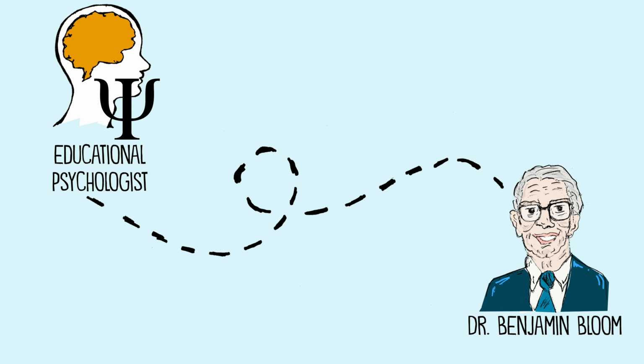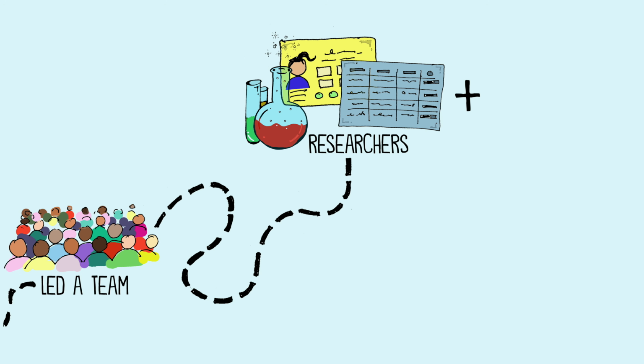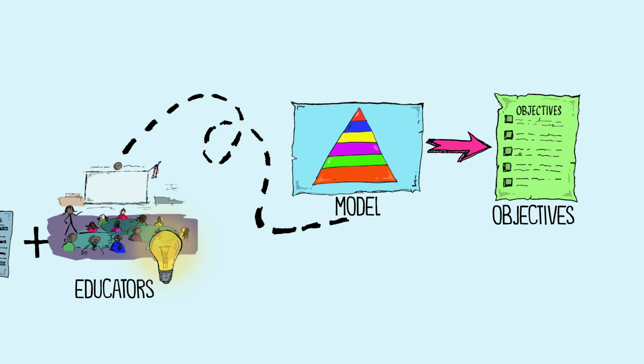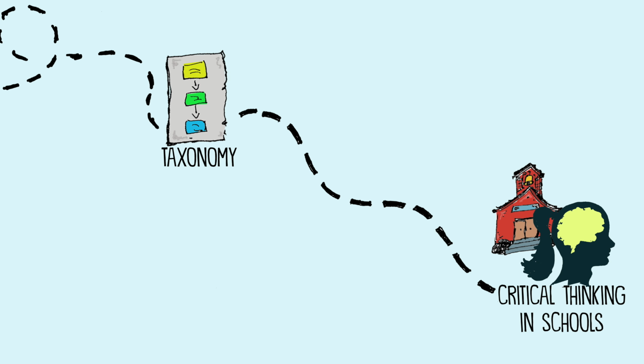In the 1950s, educational psychologist Dr. Benjamin Bloom led a team of researchers and educators who developed a model for educational learning objectives. Their goal was to create a taxonomy to help improve critical thinking skills in schools. The end result was the Taxonomy of Educational Objectives in 1956, but it's more commonly referred to as Bloom's Taxonomy.